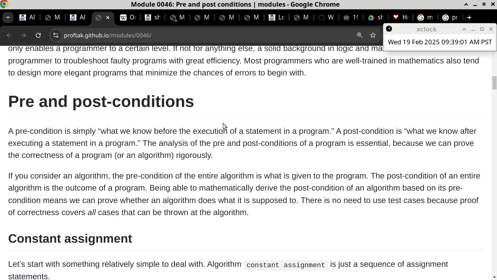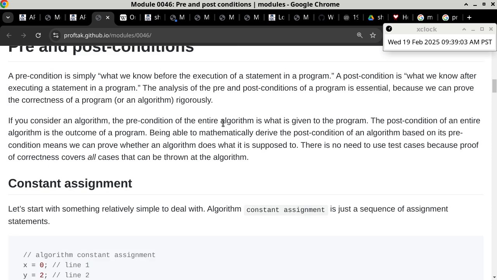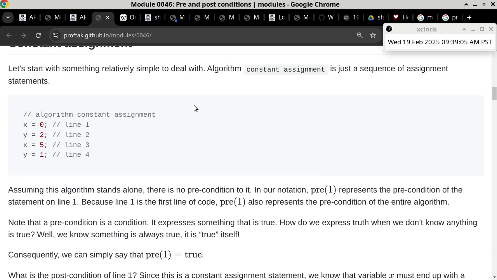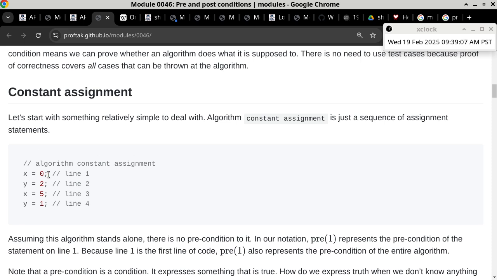And this class, once again, is just an exposure. So we'll start with something simple, constant assignment. We'll look at this algorithm that only has constant assignment, which basically means the right-hand side is always just a constant. It does not mention any variable. I think we should be able to follow this code at this point. Is that correct?